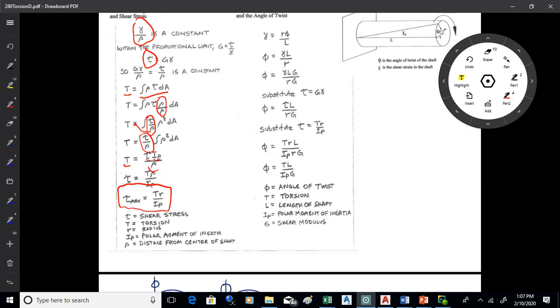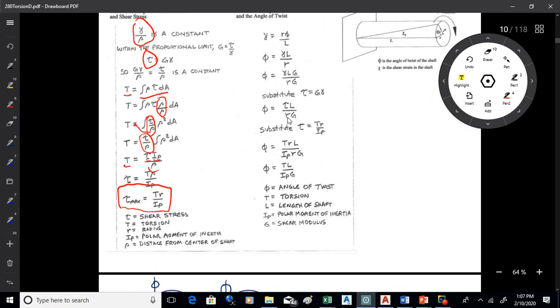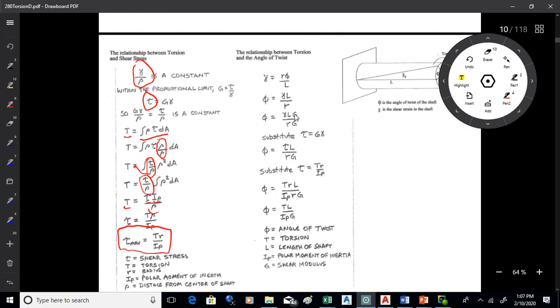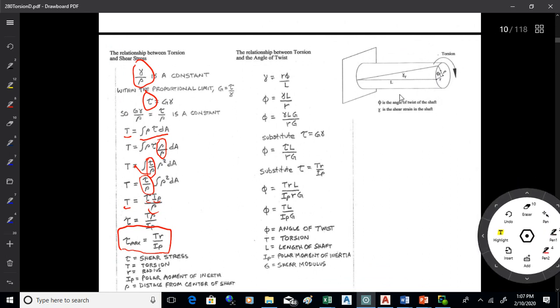So do we have any questions on that one? Now, that's one of the things you design for, shear stress. Another thing you design for is the twist angle, because if you have too much twist in a shaft, it may not align itself properly. It may not work in the way you want it to work. So we look at this twist angle also.